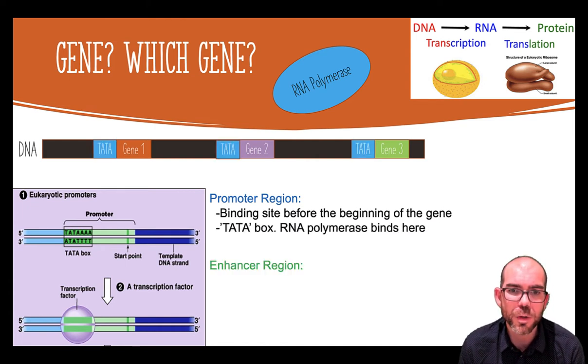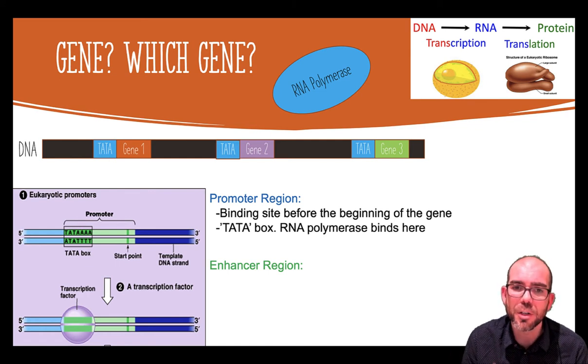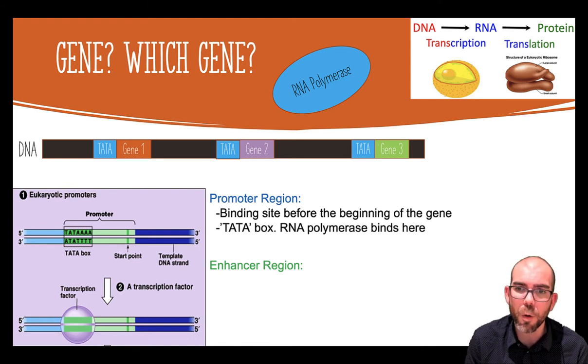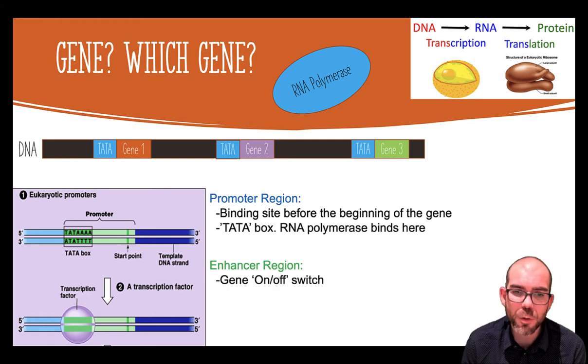Often these regions are referred to as the TATA box because they're always the same sequence of TA, TA, TA, and that redundancy just makes it easy for RNA polymerase to find where to attach to begin transcription in front of the gene. Another region we have upstream, or before the gene, is something called the enhancer region. The enhancer region is like an on-off switch for the gene. It's upstream from it and it can enhance or speed up transcription as well.